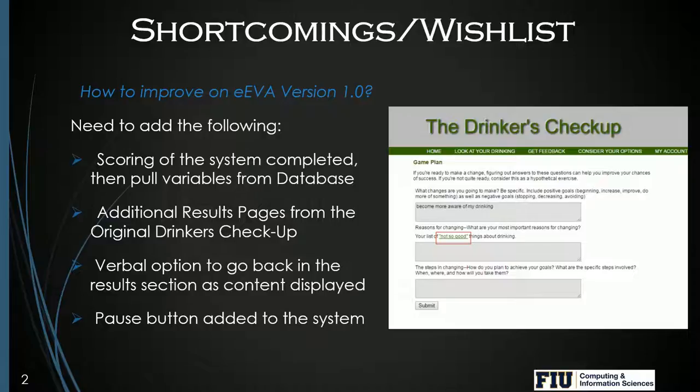Firstly, it's important to add scoring of the system for the various interventions so that the variables can be pulled from the database and displayed to users with the appropriate scores. Also, there are still further pages in the original drinker's checkup results that will need to be added into the system and displayed. There should also be a verbal option to go back in the results section, since presently the content is used for displaying the results, and the system is unable to go back in this type of element.